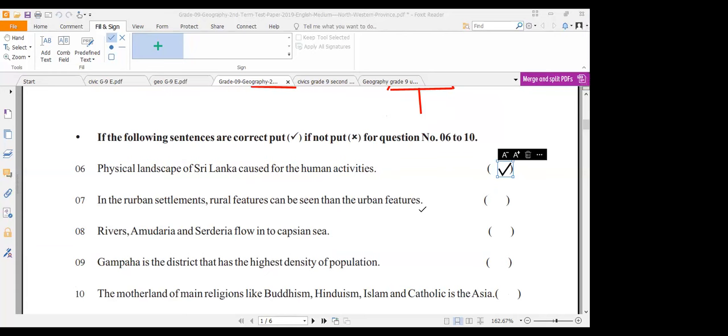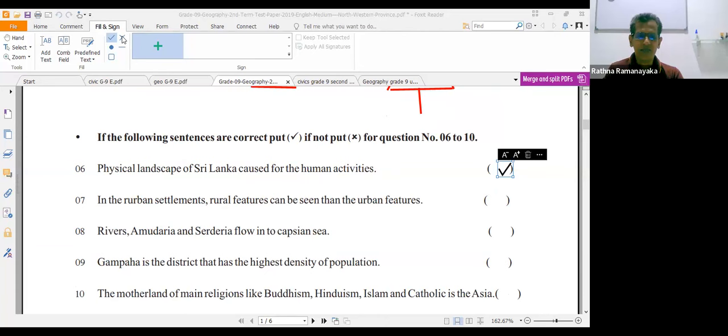False. Yes, that is false. More urban features can be seen. Both rural features and urban features can be seen, because of settlement, urban settlement.